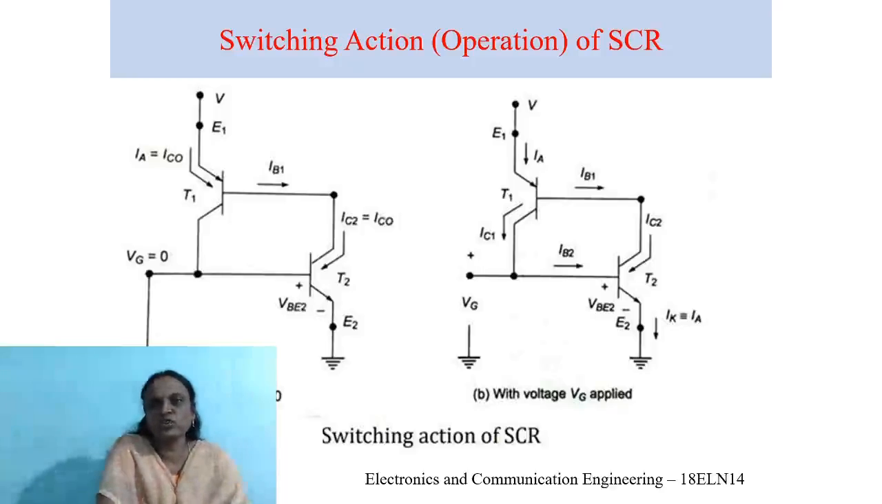Knowing the switching action of an SCR, we are now in the state where the SCR is completely on. Now we are going to turn it off. When the SCR is turned on, it cannot be turned off simply by removing the gate signal. Then, what is the mechanism to turn off an SCR? That mechanism of turning off an SCR is called commutation.